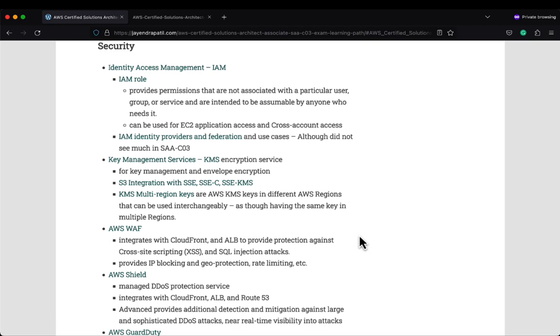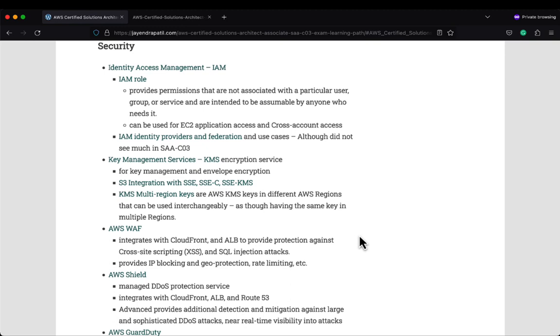Make sure to use them with your EC2 instances or Lambda functions. KMS provides key management service for encryption at rest. It does not support encryption in transit. Use Amazon Certificate Manager, ACM, to provision SSL certificates for encryption in transit.